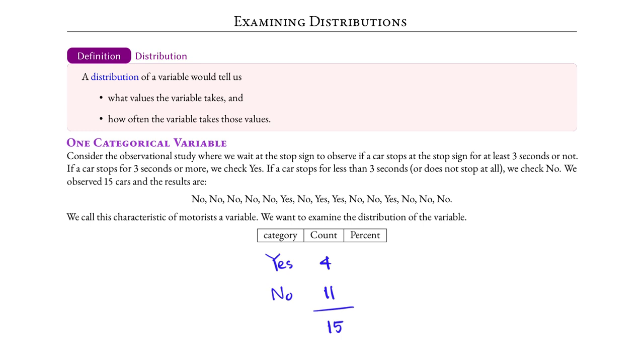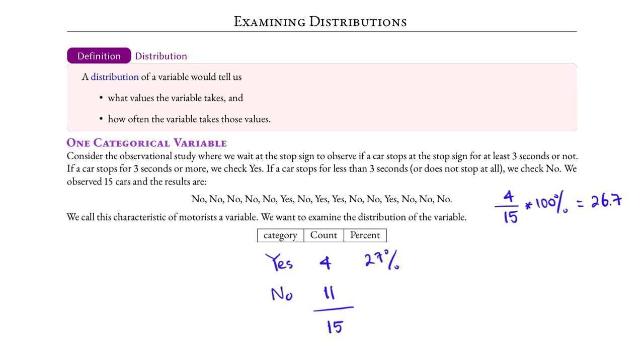We then compute the percentage of each of the values. The corresponding percentage will be the count of each value over the total. In this case, for yes, there are 4 counts over the total 15, and then we multiply by 100%. 4 divided by 15 times 100% is 26.7, which we're going to round to 27%.